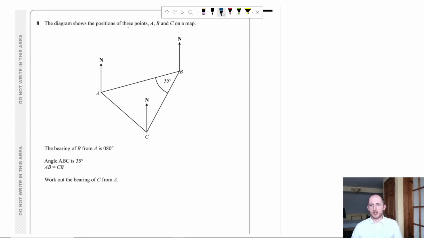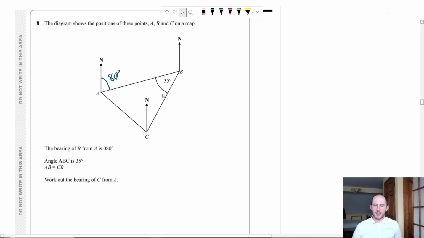The diagram shows the position of 3 points A, B and C on a map. The bearing of B from A is 080 degrees. ABC is 35 degrees as shown. AB is equal to CB. Work out the bearing of C from A. So first of all, the bearing of B from A. The second letter is actually where you're starting from. So it's of B from A. So you go clockwise from north, from A, down to B. So that angle there is 80 degrees.